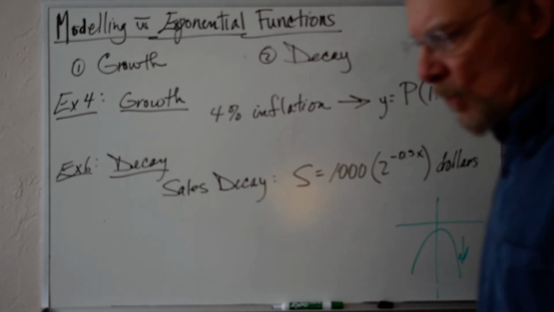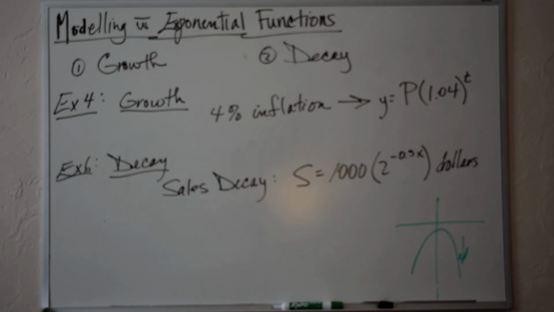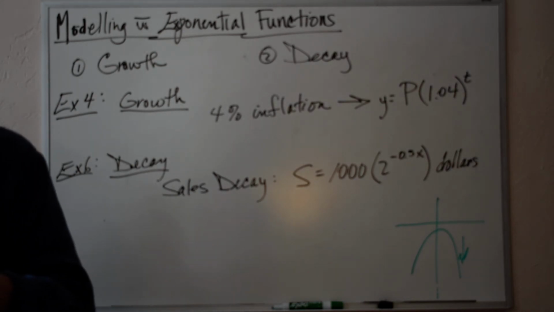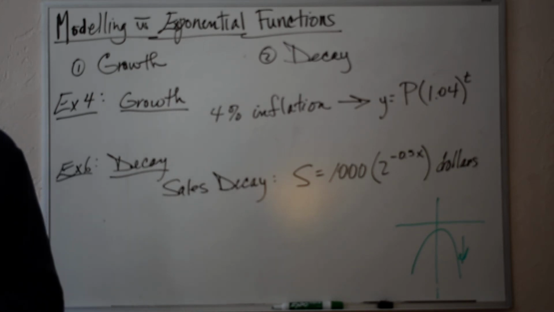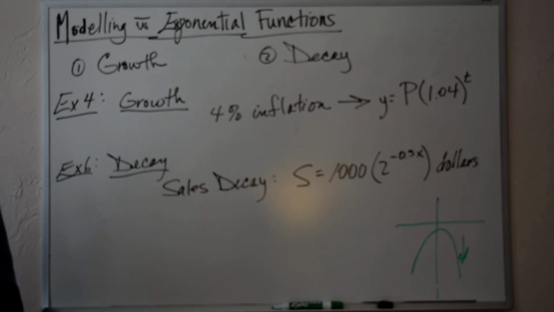Look at example 4. Let's read that on the bottom of page 318. Inflation. That's another phenomenon that behaves this way. Suppose that inflation is predicted to average 4% per year for each year from 2012 to 2025. This means that an item that costs $10,000 one year will cost $10,000 times 1.04 the next year.